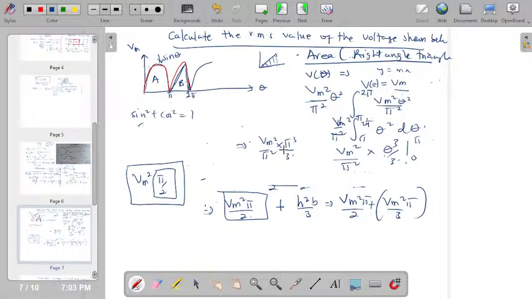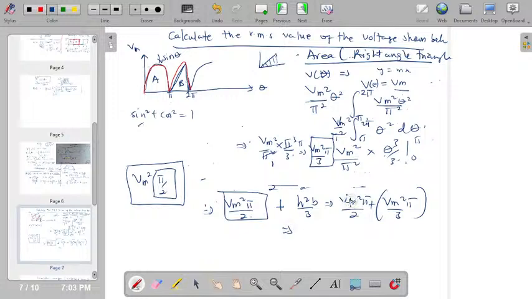Pi squared cancels off, one pi goes here. So simply we get vm squared pi on 3. And that gives us vm squared as our height h. So always, for every right angle triangle, the area under the square cycle is given as h squared times b all over 3. And this is how we got that.